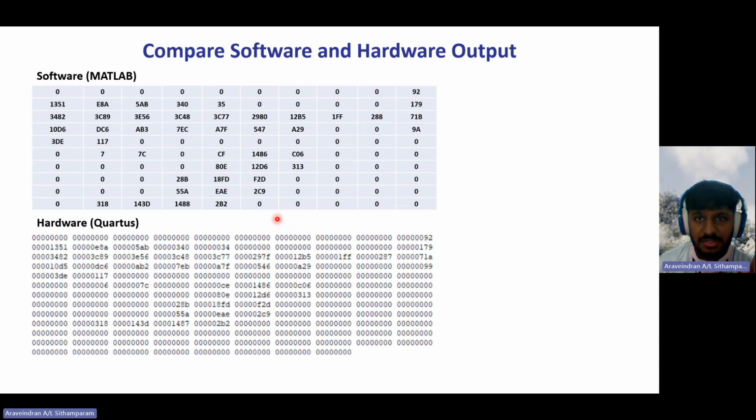So now compare the software and hardware output. What I did is take the output from MATLAB, which is floating point. So what we need to do is take the MATLAB value using the write matrix function, transfer it to Excel, then convert it to hexadecimal, to make it a fixed point. So then you can compare the MATLAB output with the Quartus output.